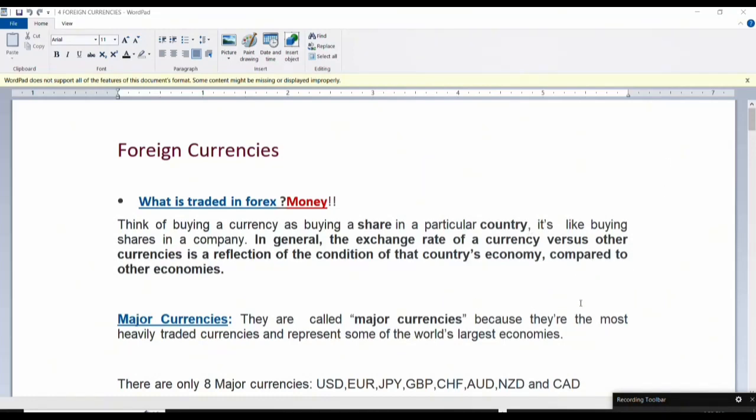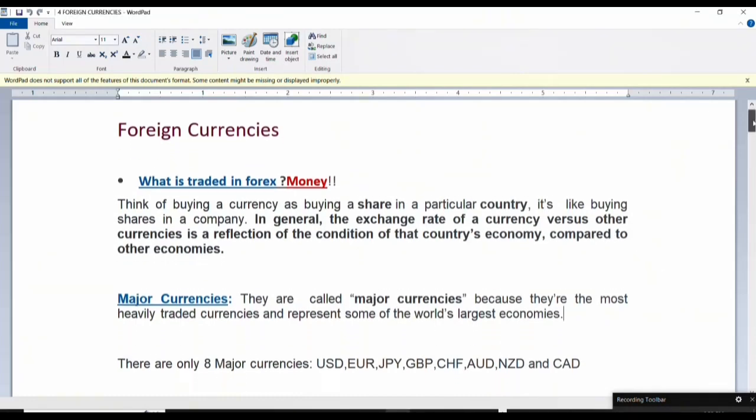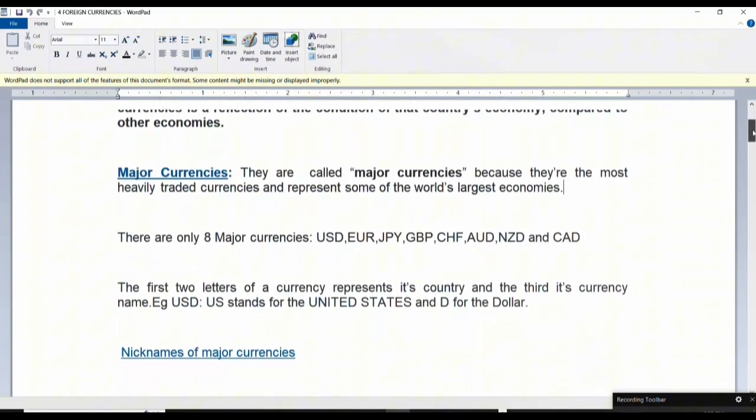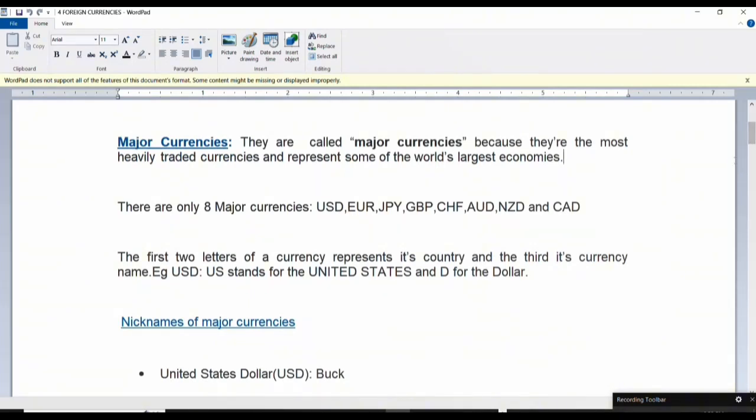Today, we are going to be looking at foreign currencies. It is important to note that the primary objective of this mentorship program is to teach us how to buy and sell foreign currencies in the foreign exchange market. Foreign currencies are divided into three major categories. We have the major currencies, the minor currencies, and the exotic currencies. The major currencies are further divided into major currency pairs, the minor currencies into minor currency pairs, and the exotic currencies into exotic currency pairs.